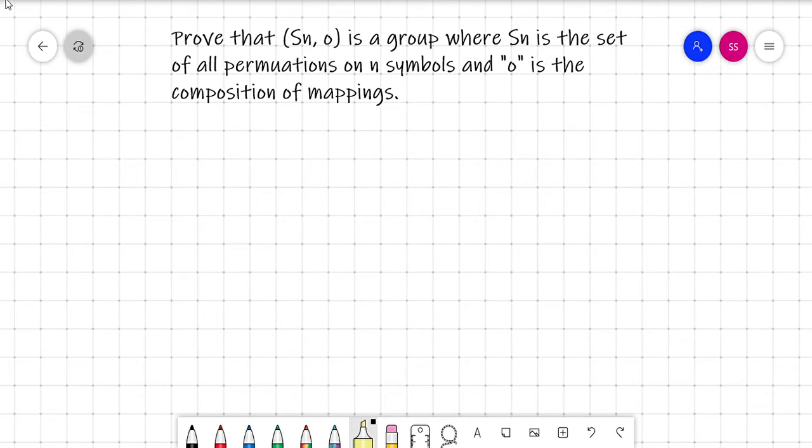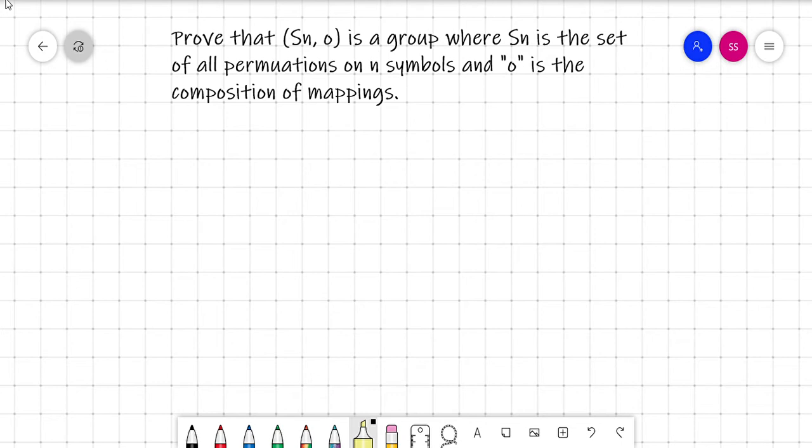So what do we have to show? We have to show that Sn is a group. So we must prove the 4 necessary conditions for a set to be a group. What are the conditions? We will take all the 4 conditions one by one.